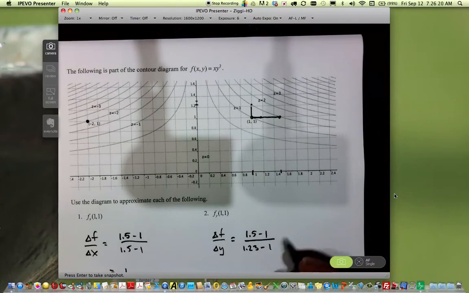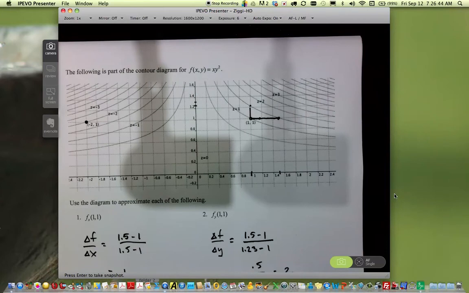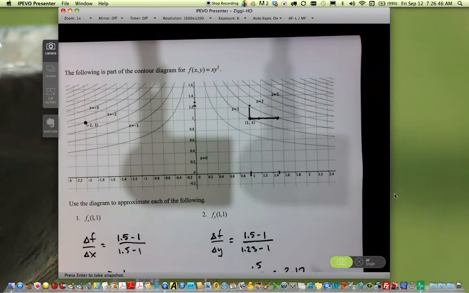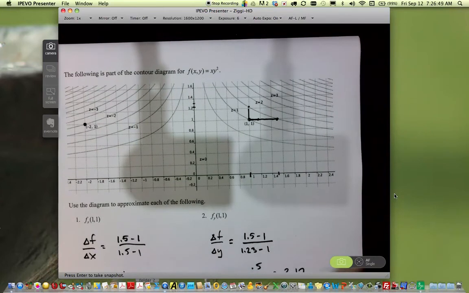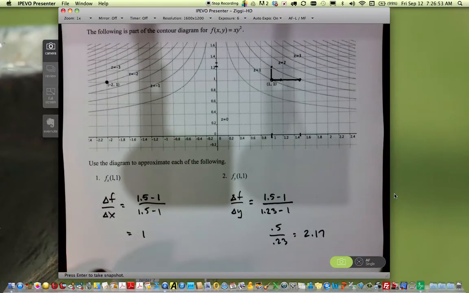Then minus 1. And so 1.5 minus 1 is 0.5. We're going to divide that by 0.23. And 0.5 divided by 0.23, if I remember right, I think it was like 2.17. Let's see. 0.5 divided by 0.23, yeah, about 2.17. Now, if you go back and look at the first page of this, I think we found that this derivative was 2. So those are about the same thing, and we're doing a little bit of approximation here.